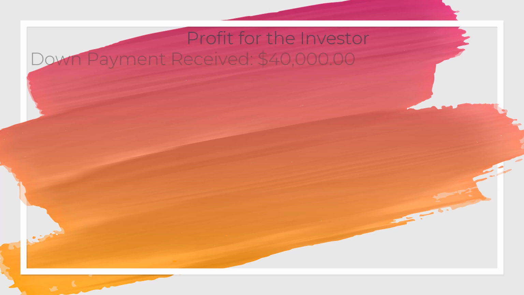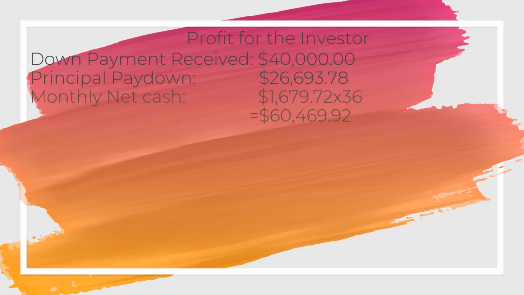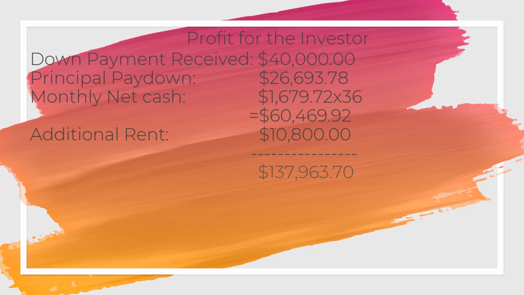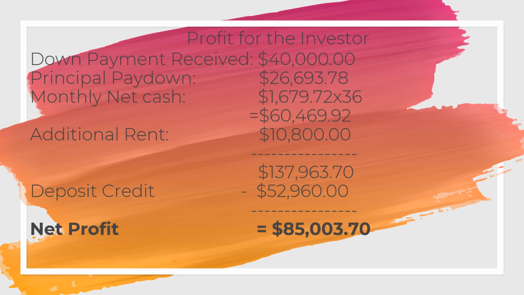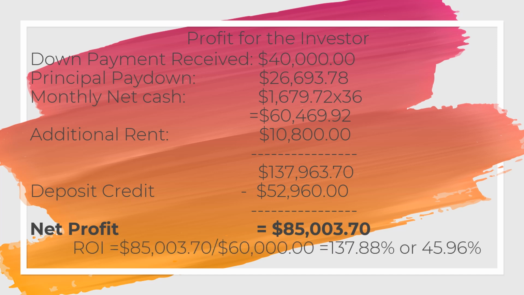So the only difference will be the additional rent is going to be $10,800. So the total receipt of cash or income by the investor will be $137,963.70. The deposit credit will be lower, will be $52,960. So the net profit for the investor will be $85,003.70.